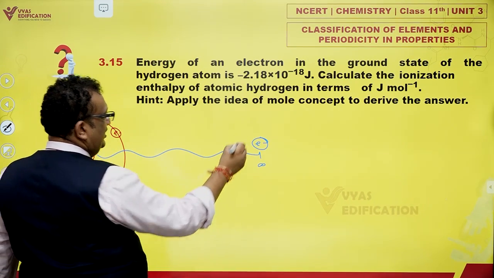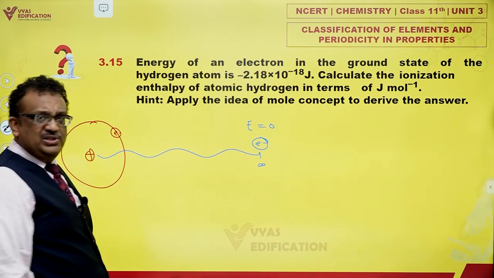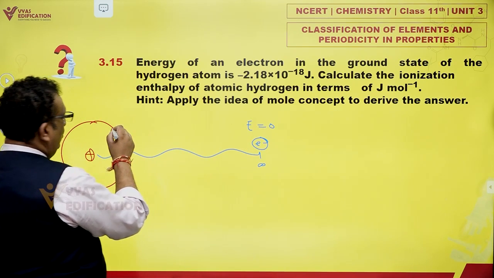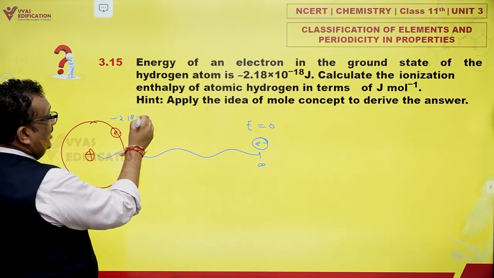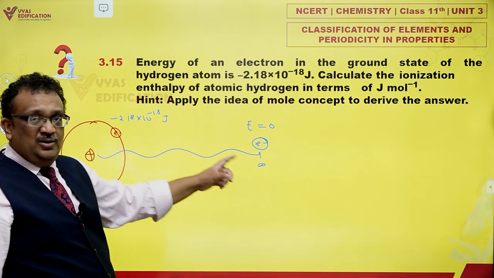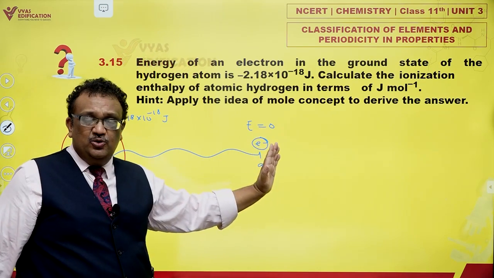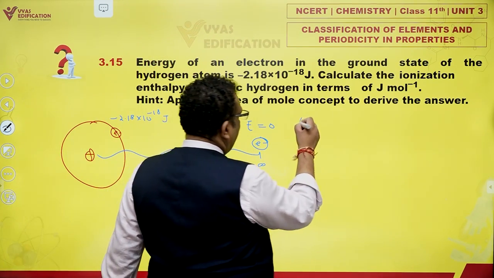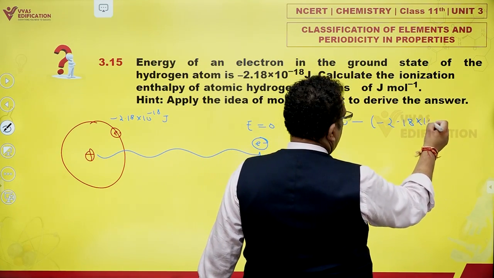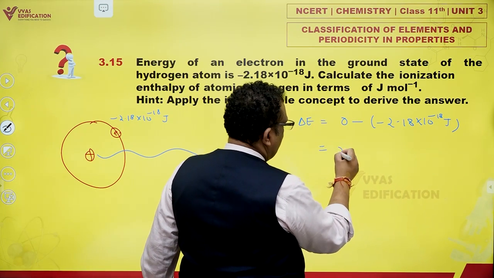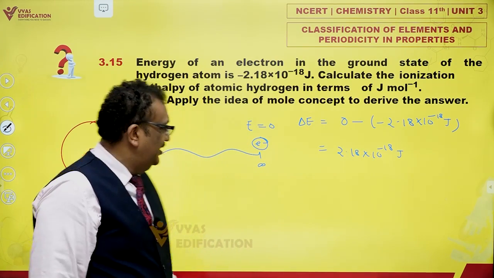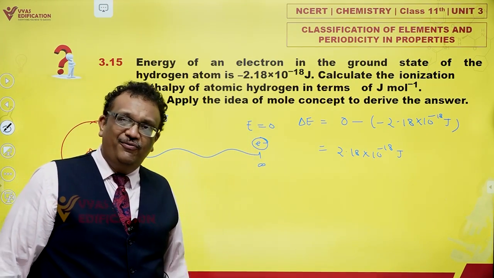In this condition, the energy of this electron is 0, because it is not interacting with the atom. From 0 till minus 2.18 into 10 raised to minus 18 joules. Please note, from this point I have to raise the energy to 0. That means the extra energy I am supposed to supply is 2.18 into 10 raised to minus 18 joules. If I supply this much energy, the electron will jump from the first orbit to infinity.